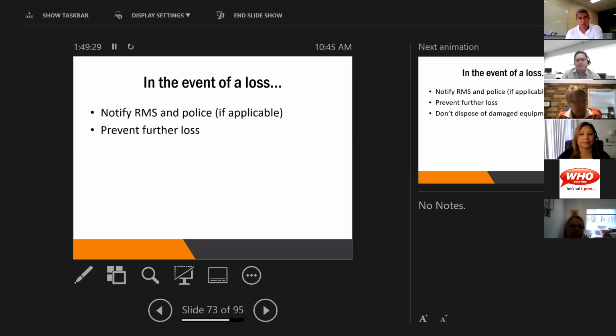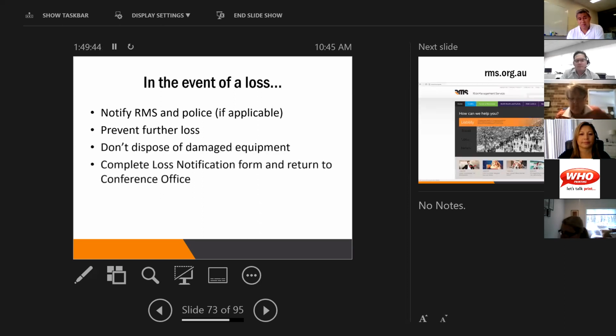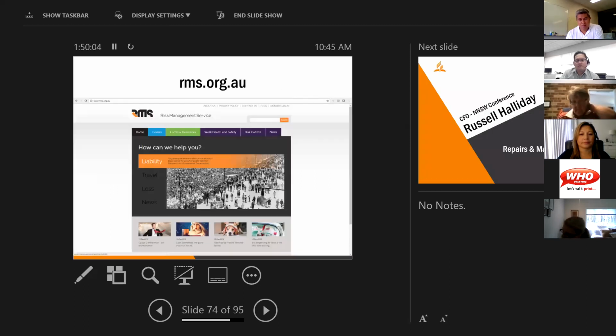In the event of a loss, you need to notify RMS and the police if there was a break-in. Prevent any further loss. Don't dispose of any damaged equipment. Keep those until the insurance claim has been paid out, and complete a loss notification form and return that to the conference office. You can find the loss notification form on the RMS website, rms.org.au, in the forms section, and download it.